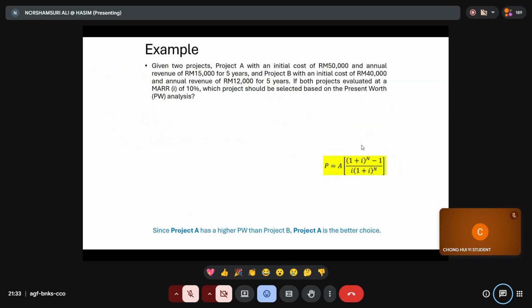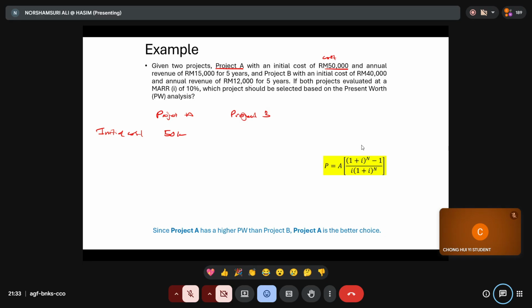Okay, we go to the question just now. Example. So this one, given two projects. We have project A, with initial cost 50,000. We can put this one, project A and project B. Put here initial cost. Initial cost, 50,000.